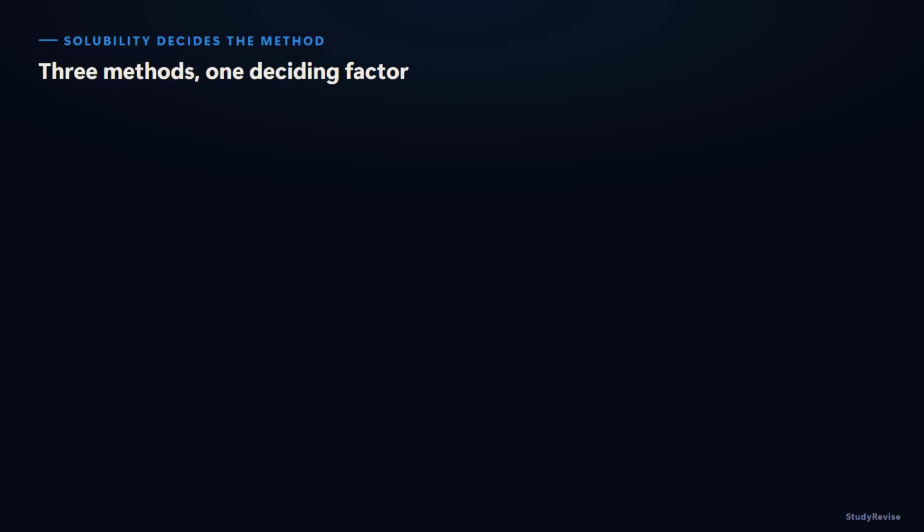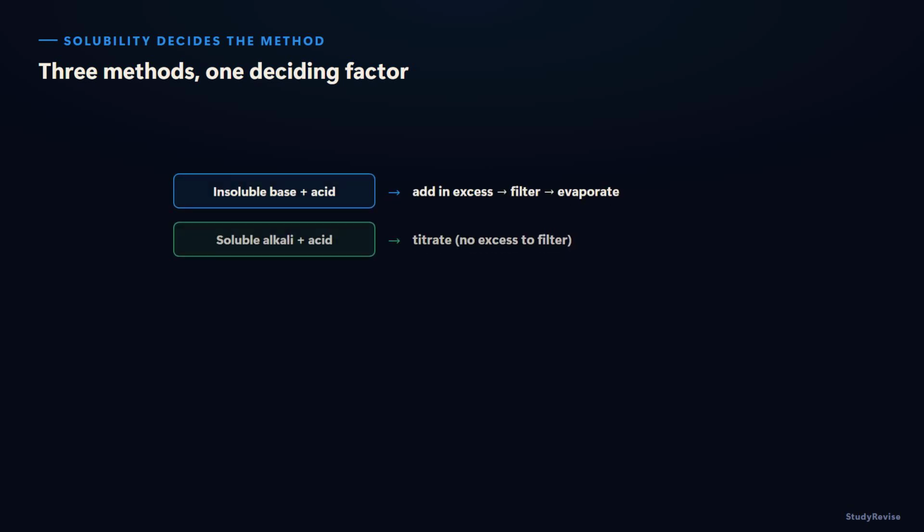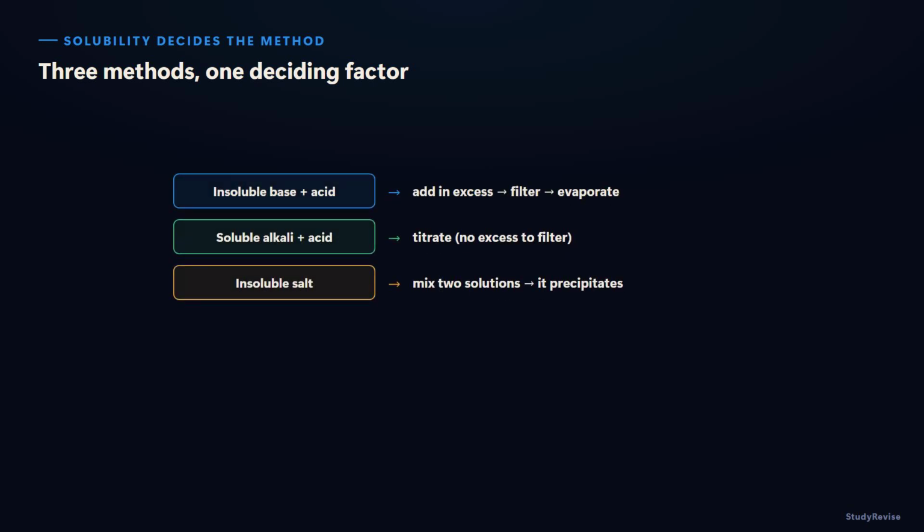Now, a set of methods that depends on exactly one property. Does the salt dissolve in water or not? For a soluble salt, made from an acid and an insoluble solid, a metal, an insoluble base, or a carbonate, the method is: add the solid in excess so all the acid reacts, then filter off the leftover solid and evaporate the filtrate to get crystals.